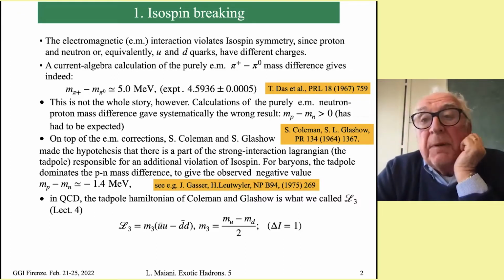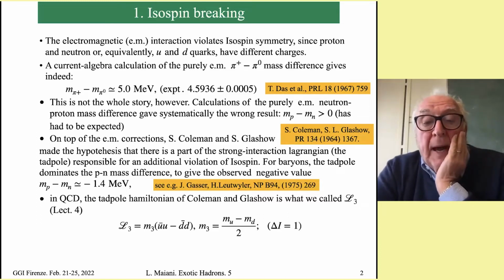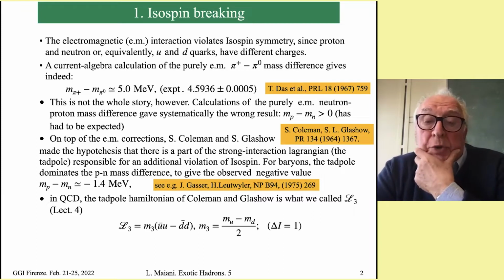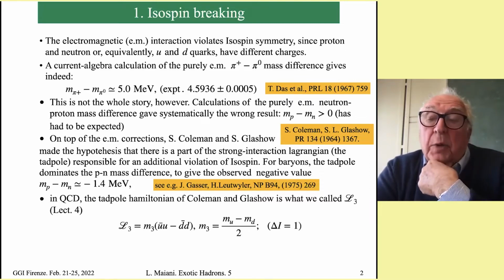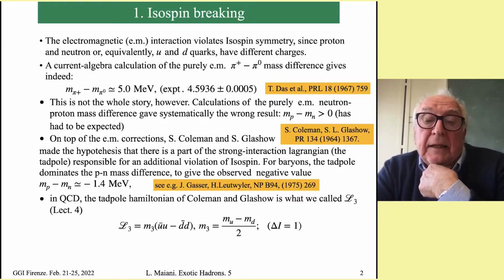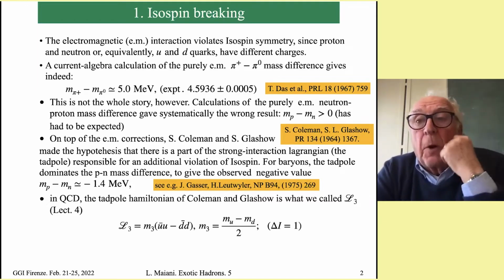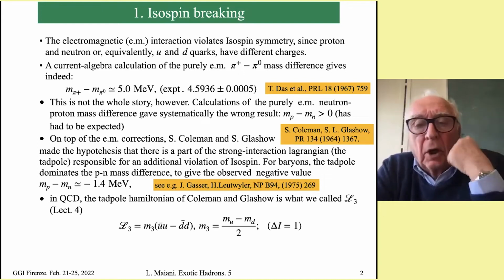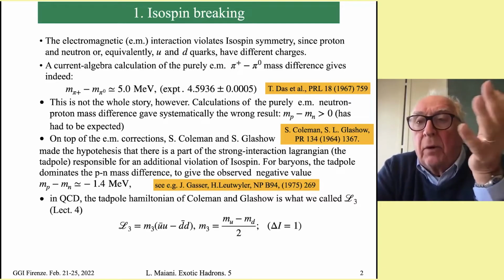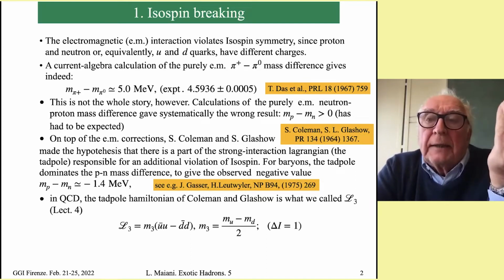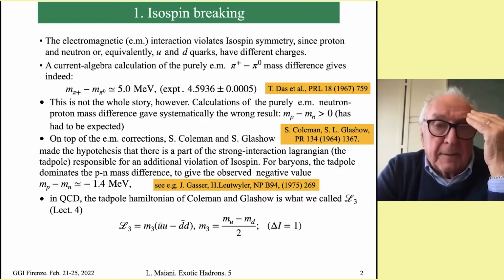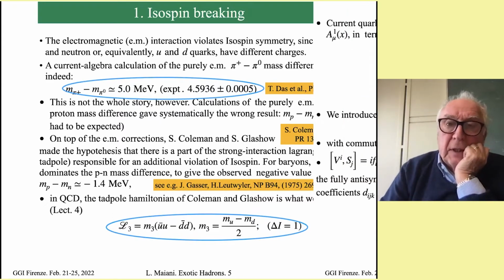Now, the tadpole idea has been incorporated in QCD by observing that a difference in mass of the up and down quark would produce a term in the Lagrangian, which we called L3 yesterday. And this L3 has well-defined transformation properties under the symmetries, just like the tadpole of Coleman and Glashow. The real point is, what is m_up minus m_down? In other words, we would like to have a precision determination of the quark masses to see whether we can compare the effect of L3 with the experiment.